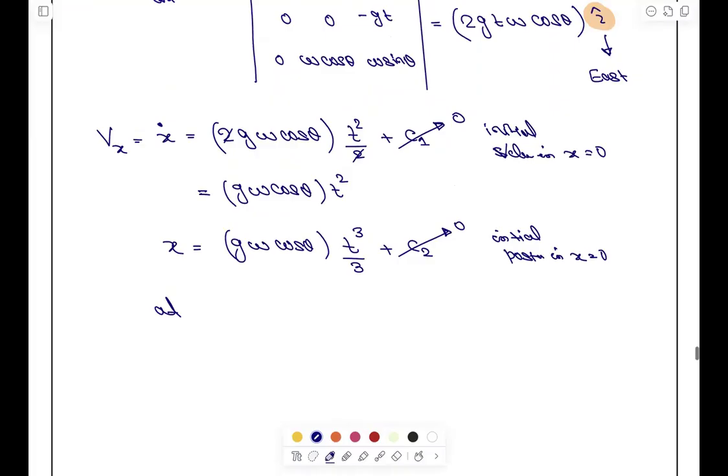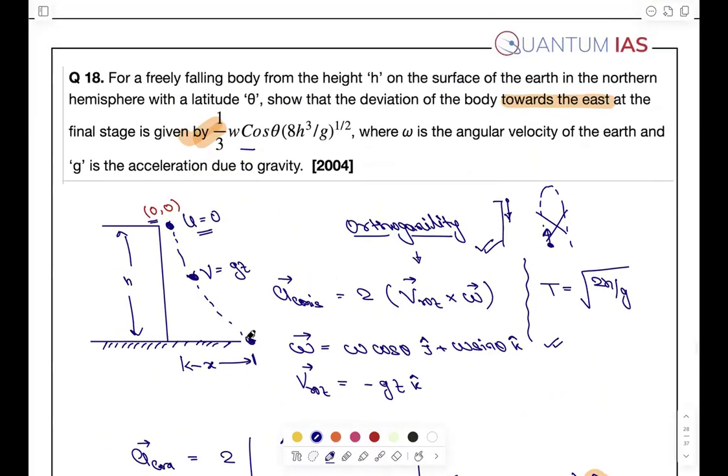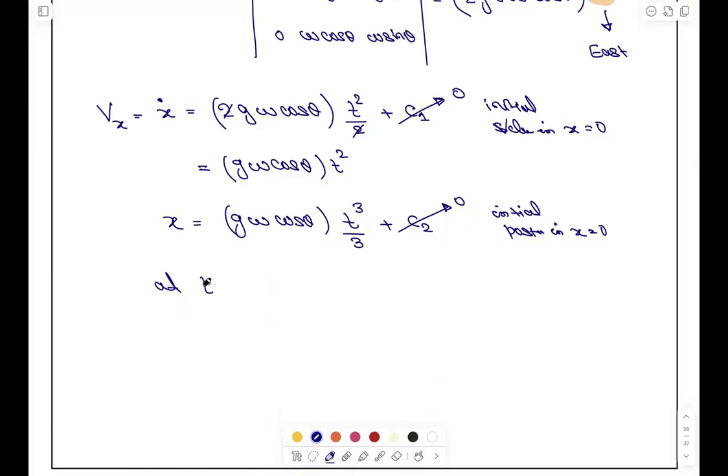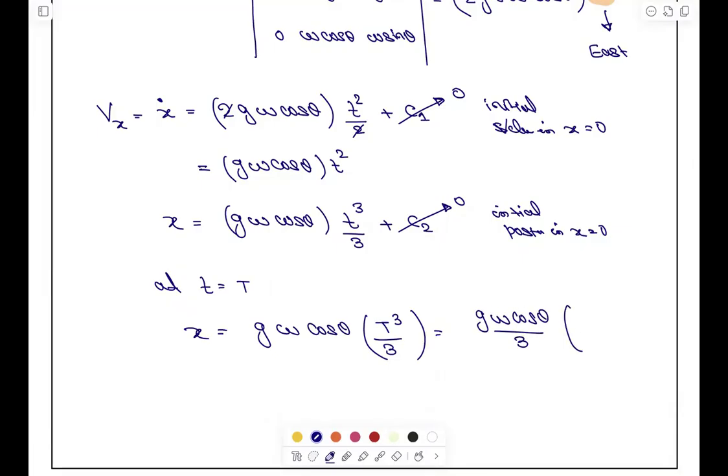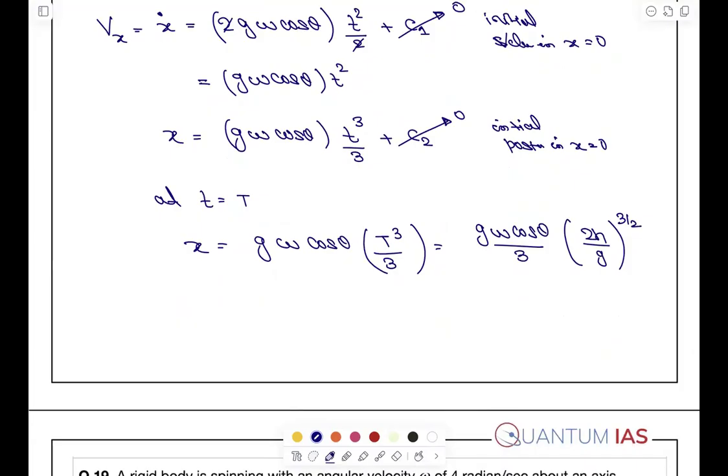We have to find the value of x when it hits the ground. That means at time equals to t. So when you put at t equals to t, the equation will simply become g omega cos theta t cube by 3. Now put the value of t. So it will be g omega cos theta by 3. T was nothing but 2h by g to the power 3 by 2. Now we can take g inside. If you take g inside, we will take 1 by 3 outside.